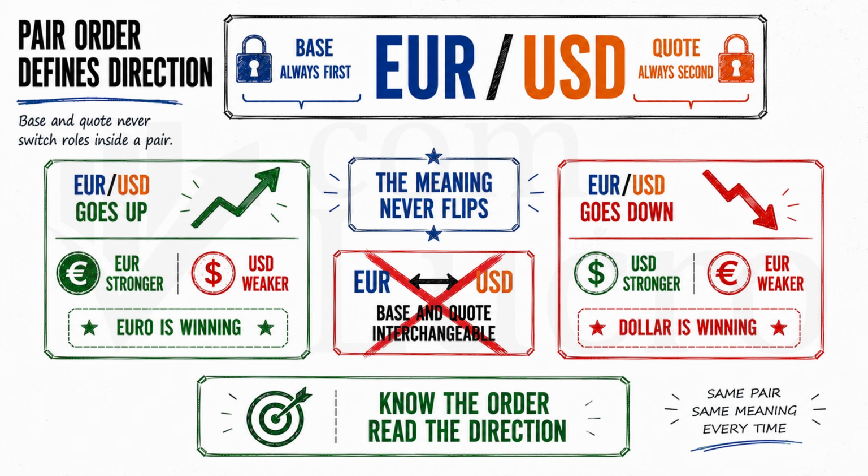The direction of the price always means the same thing for that specific pair. Euro USD going up always means the euro is beating the dollar. It never flips. Once you know which currency is the base and which is the quote, you always know exactly what a rising or falling price is telling you.